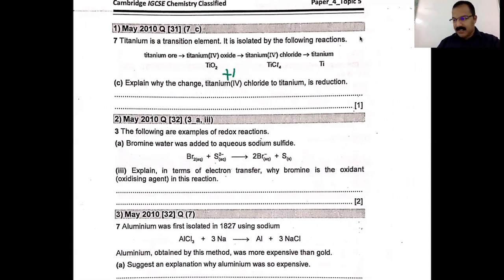Titanium 4 means the oxidation state of titanium, or the charge on titanium. It is plus 4. And titanium as a metal has a charge of 0. So basically they're asking why titanium plus 4 becoming titanium 0, that's a metal, is reduction. At IGCSE we can say that it's gaining electron. Titanium plus 4 is gaining electron. That would be fine.